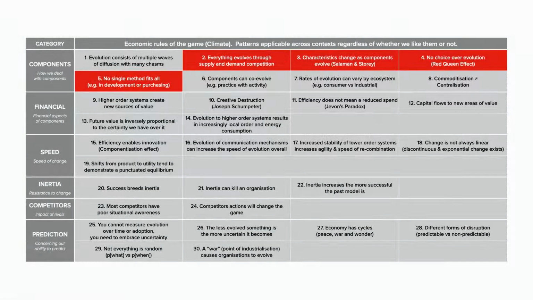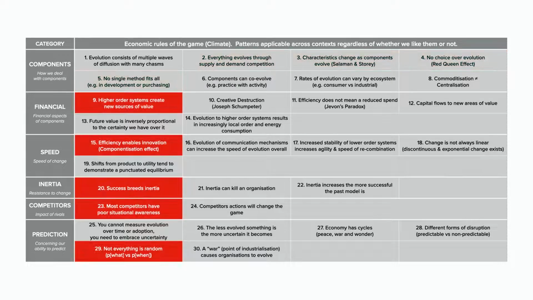So these are the first 4 climate patterns or economic rules of the game, which are concerned about the components themselves. In the next video, we'll take a look at another 5 patterns that focus on financial aspects of components, speed, inertia, competitors, and what we can predict about the future.